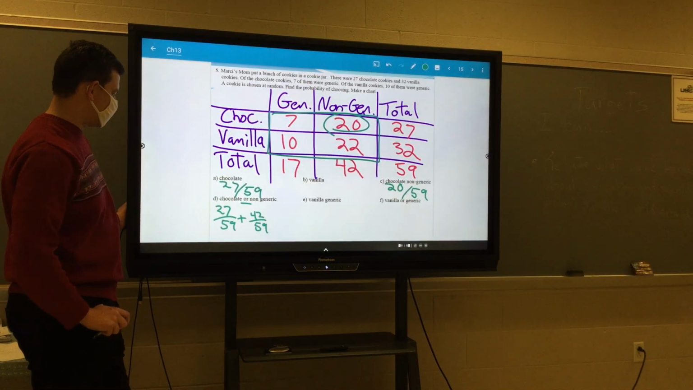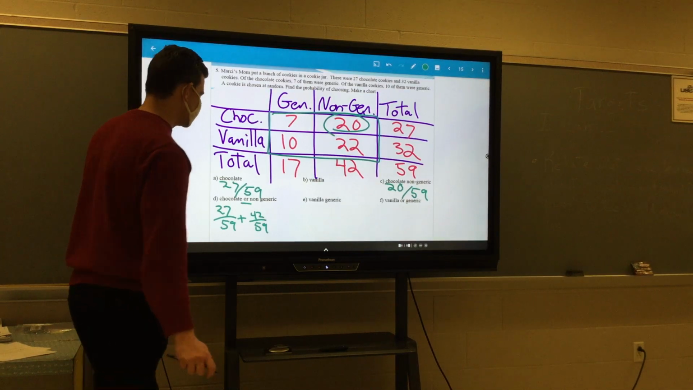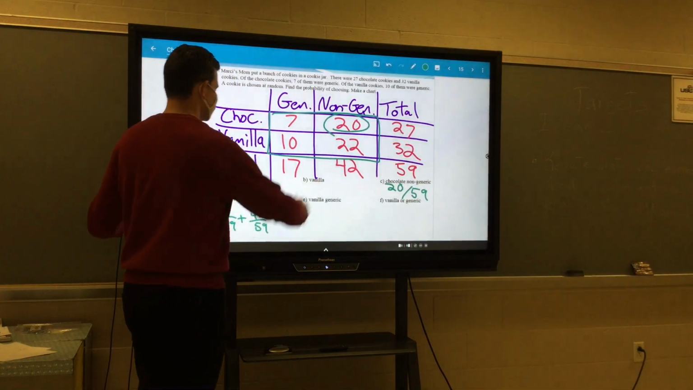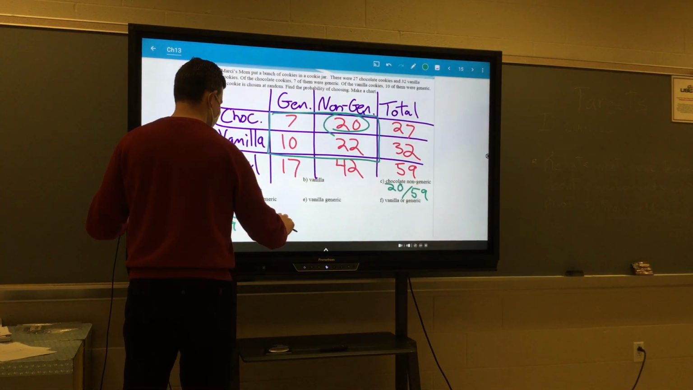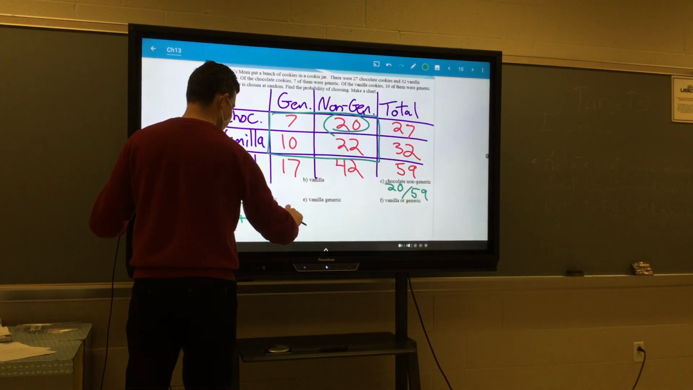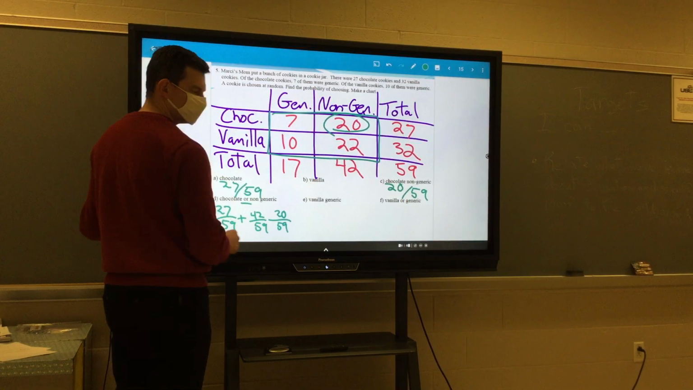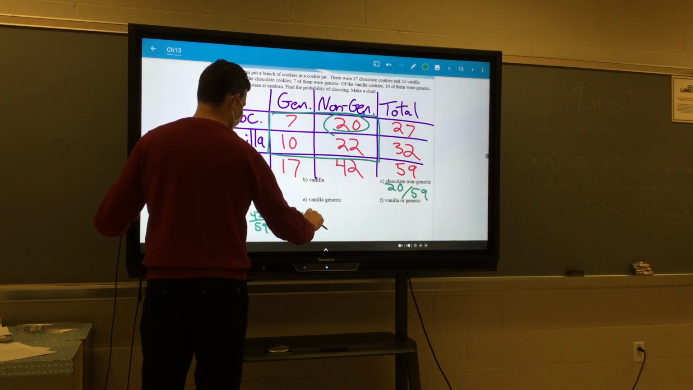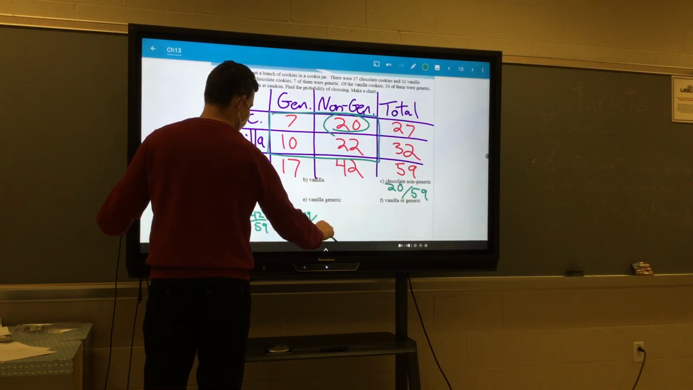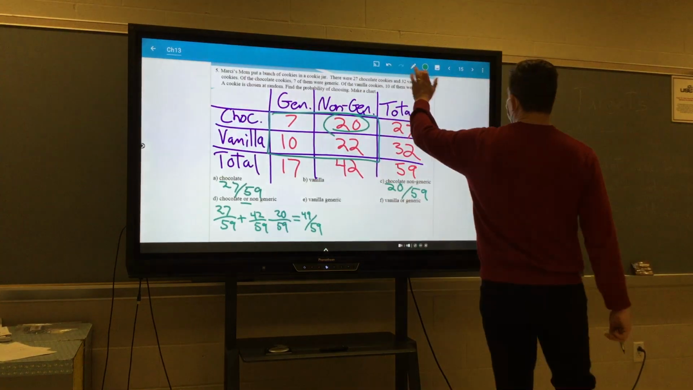42 plus 27, we're already at 69 out of 59, which we know is impossible because we've counted these chocolate non-generics twice. We need to subtract those 20 away, minus the 20 out of 59. So 27 plus 42 we said was 69. 69 minus 20, we're at 49 out of 59. There's our answer.